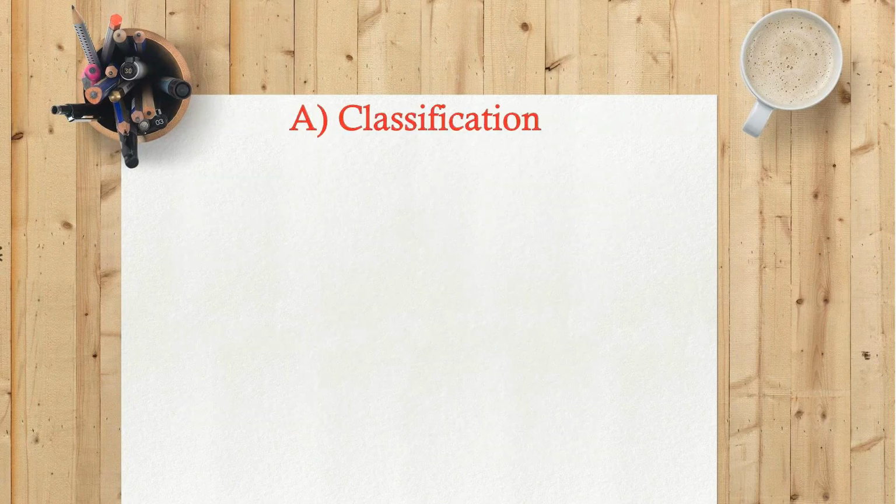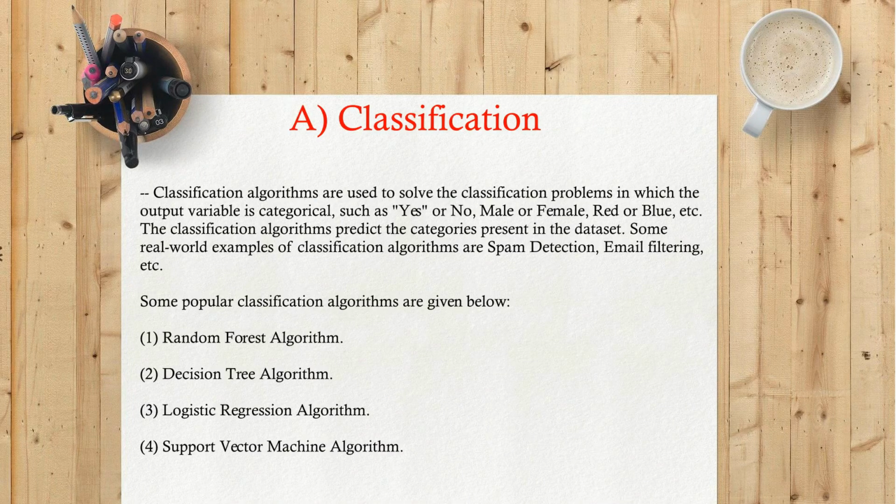A. Classification. Classification algorithms are used to solve the classification problems in which the output variable is categorical, such as yes or no, male or female, red or blue, etc. The classification algorithms predict the categories present in the dataset. Some real-world examples of classification algorithms are spam detection, email filtering, etc.